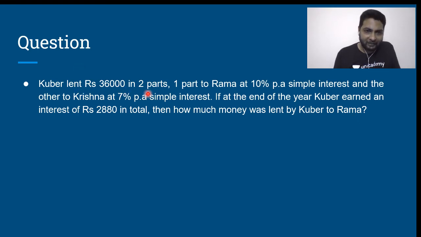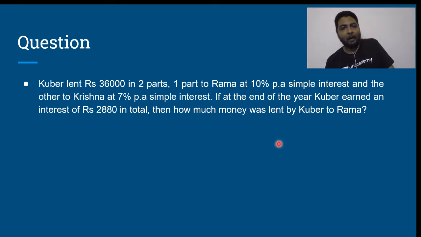Kuber lent rupees 36,000 in two parts, one part to Rama at 10% per annum simple interest and the other to Krishna at 7% per annum simple interest. If at the end of the year Kuber earned an interest of rupees 2,880 in total, then how much money was lent by Kuber to Rama? You have 1 minute time.